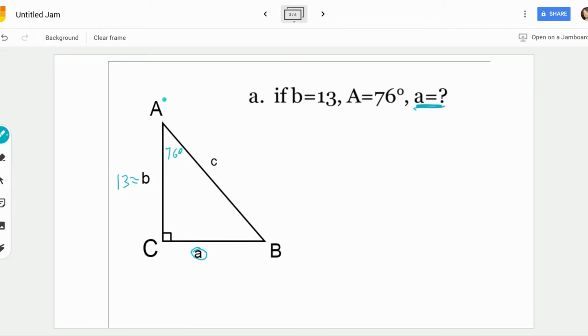So based on A's perspective, we need to know the names of these sides in order to know which trig function to use. So the names of these sides: opposite A is side A, and that's opposite because it's opposite from the angle we're talking about. And then we always know that the long side's the hypotenuse. So this is hypotenuse, and I can label it, but it's kind of irrelevant to us. We're not talking about it, and we don't have it, so we don't really care right now. And then the only one left over is adjacent.